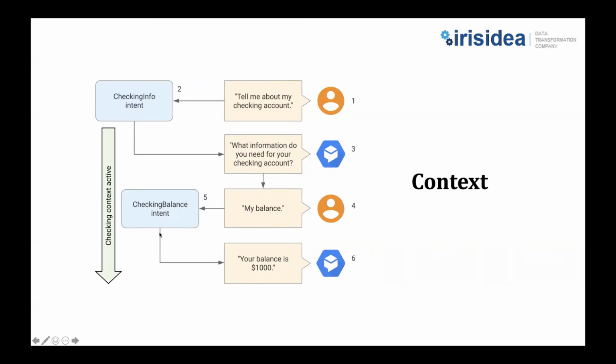So checking balance becomes another intent, but the main intent here is still checking info, because in the entire conversation we are talking about checking info, and within that we are talking about checking balance. So it's still the same context that is active over here, and I'm still talking about checking info. So here, let's say my balance is, sorry, $1,000.